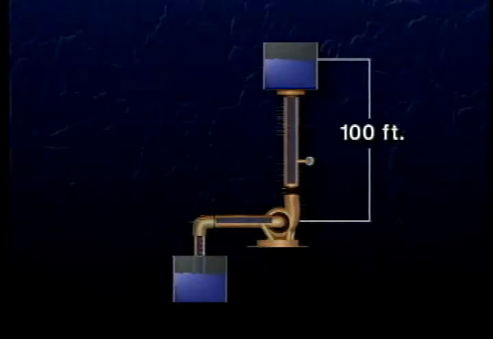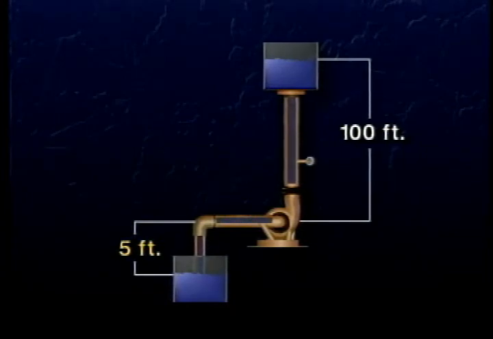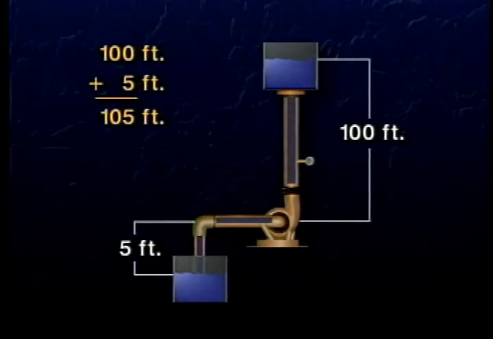Now, suppose the suction side is 5 feet below the level of the pump. In this case, the pump has to work to bring the water up 5 feet, so we have to add 5 feet to the work the pump must do. We must add the suction head to the discharge head to get the total head. 100 feet discharge head plus 5 feet suction head is 105 feet total head.